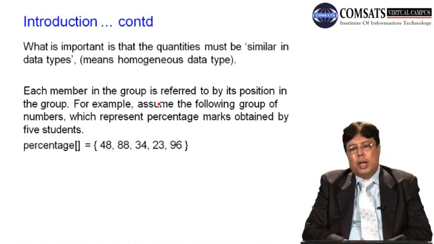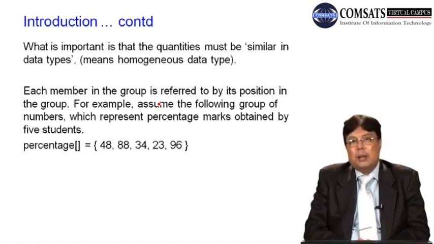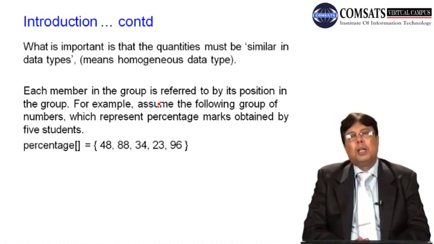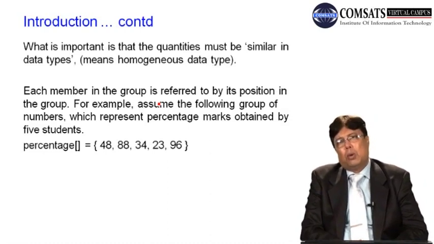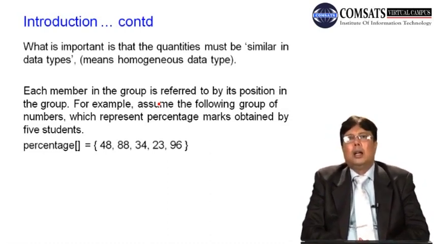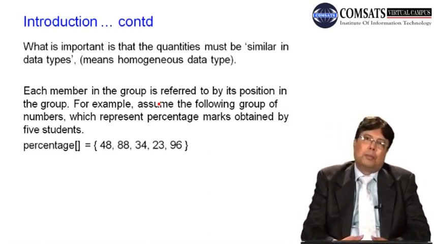We said that the quantities must be similar. सिमिलर क्या मतलब? कि डेटा टाइप सेम होना चाहिए. और जब डेटा टाइप सेम होना चाहिए, डेटा टाइप्स कौन कौन से हैं सी में? We said that there are 5 data types. You remember that? कौन कौन से?